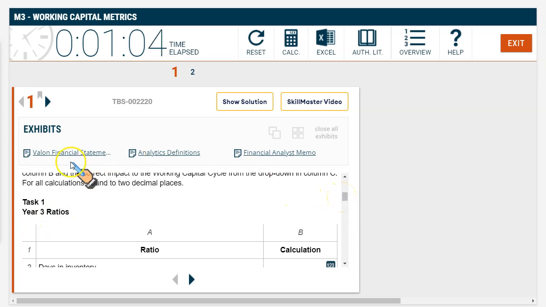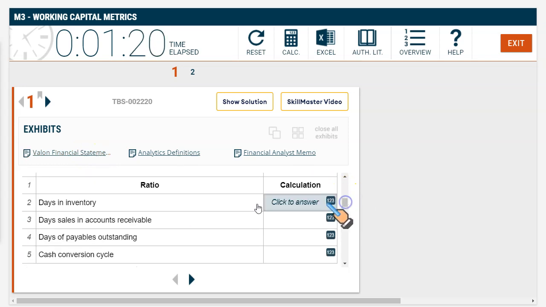Now we have been given 3 exhibits. The financial analyst memo, nothing to do with it. The analytics definition, nothing to do with it. We know the ratios we used in the many previous simulations. What we need is the financial statement, because from the financial statements we will be able to calculate the days in inventory, days sales in accounts receivable, days payable outstanding, that is the average payment period, and finally the cash conversion cycle. So we just need to look right here for our numbers.